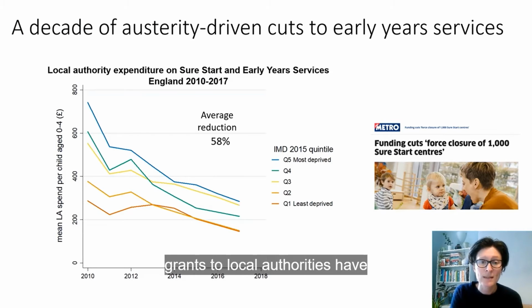Since 2010, central government grants to local authorities have been severely reduced under the UK government's austerity programme. This has led to dramatic cuts to many services, including Sure Start children's centres. These centres provide a range of community-based services that support children and their parents from conception through to age 4. Local authority expenditure on these services fell by 58% between 2010 and 2017, and these cuts have been deepest in more deprived areas. When the Sure Start scheme began in 1999, one of its explicit aims was to prevent childhood obesity.